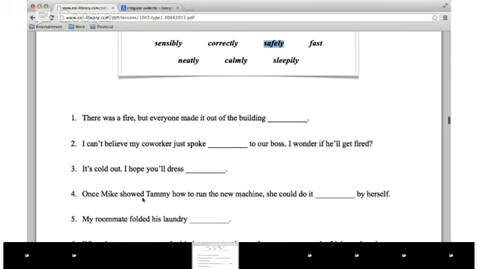Excellent job. How about number two? Number two is for Yusuf or Joseph.